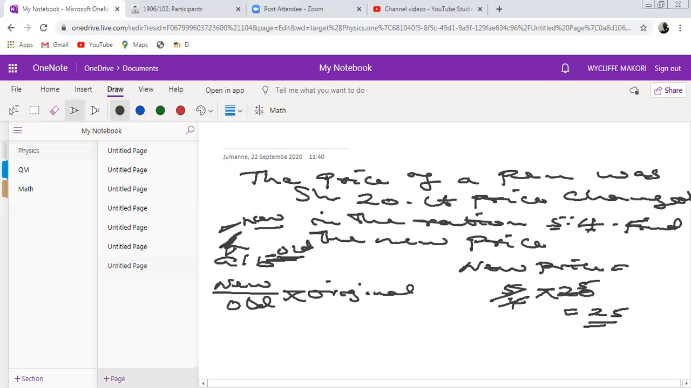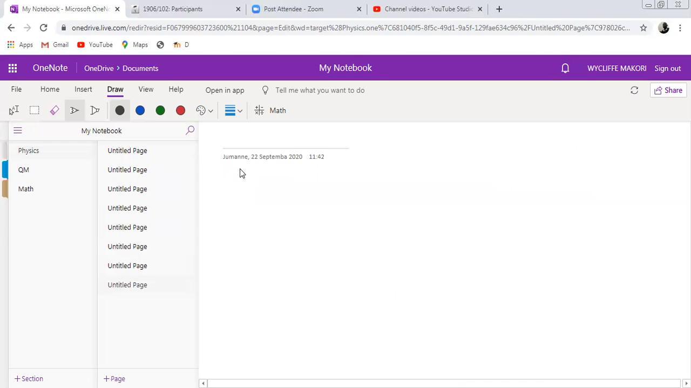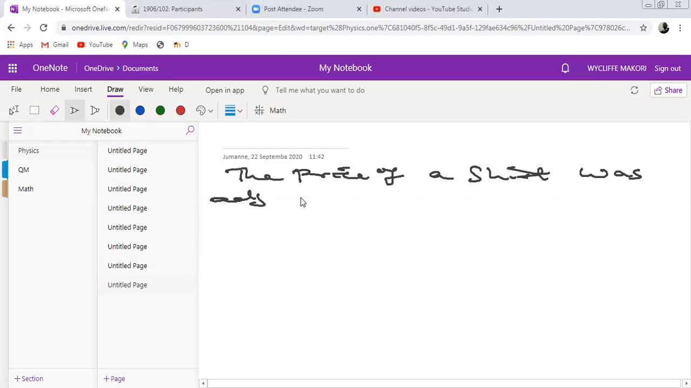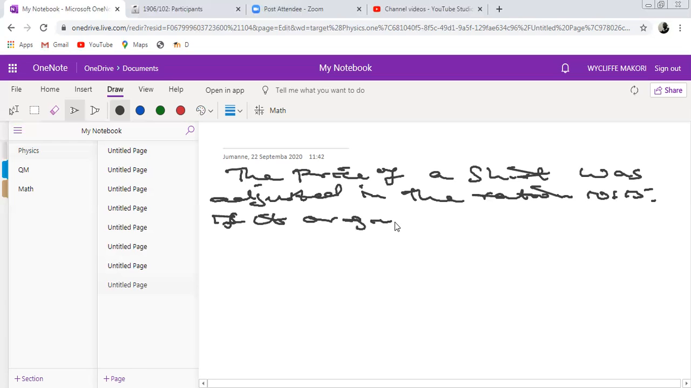You can be given another example where you are told the price of a shirt was adjusted in the ratio of 10 is to 15, and it originally cost 450 shillings. Now you are asked, find the new price.